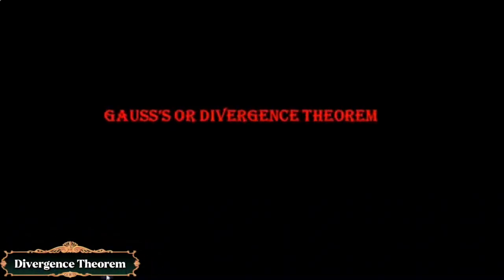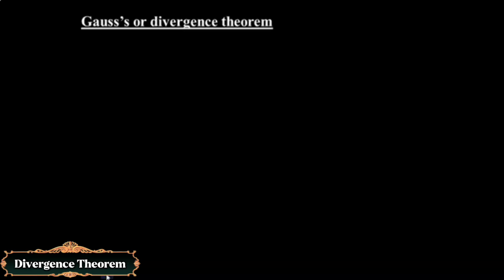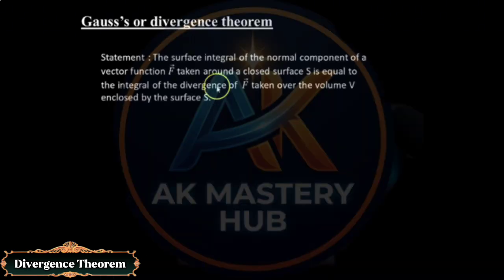Gauss or divergence theorem. The statement of the Gauss or divergence theorem is: the surface integral of the normal component of a vector function f taken around a closed surface S is equal to the integral of the divergence of vector f taken over the volume V enclosed by the surface S.